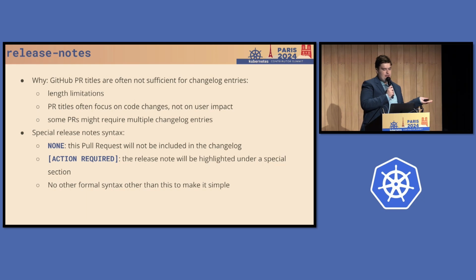Or you can put, for example, action required, so that in the Kubernetes changelog it shows up as an urgent upgrade note, something you must really look at. This is how you get it with action required. And there is, in fact, no other formal syntax than this, to make it simple. We really want to keep release notes as simple as possible.